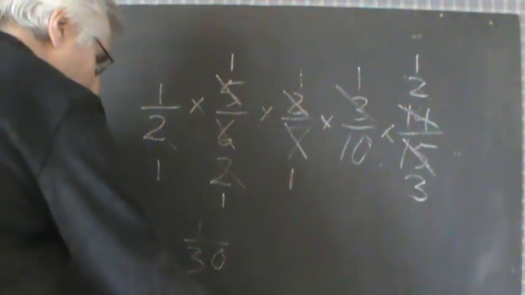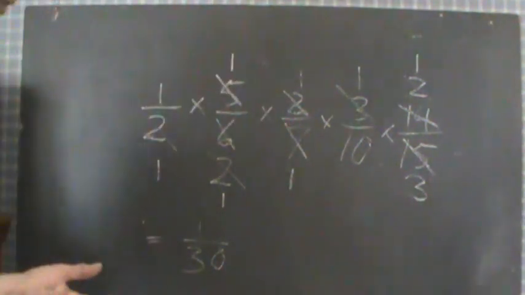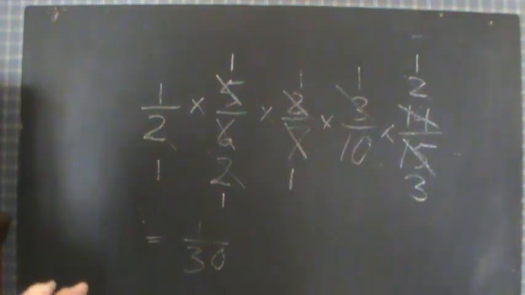So that's it for multiplying. Just remember, you multiply the tops together, you multiply the bottoms together, and you can simplify before you do that if you'd like.